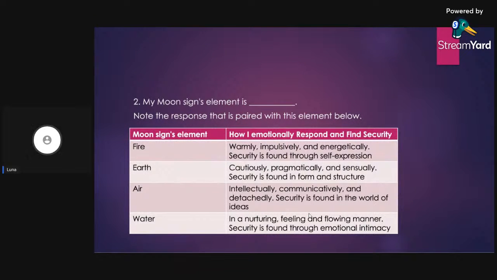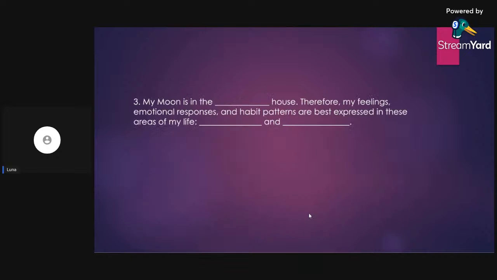Number 2. My moon sign's element is fire. How I emotionally respond and find security is warmly, impulsively, and energetically. Security is found through self-expression. Number 3. My moon is in the first house. Therefore, my feelings, emotional responses, and habit patterns are best expressed in these areas of my life: health and self-expression.